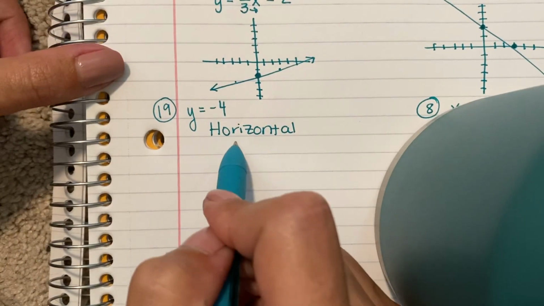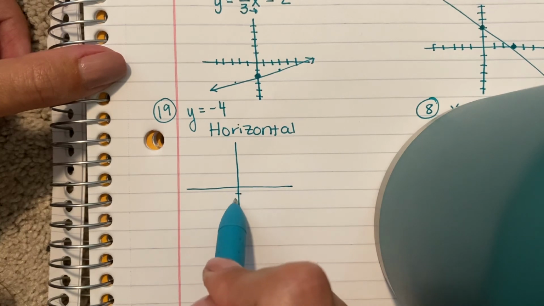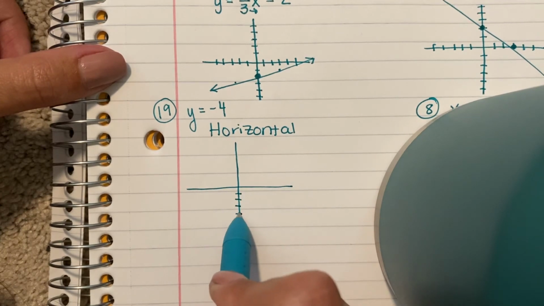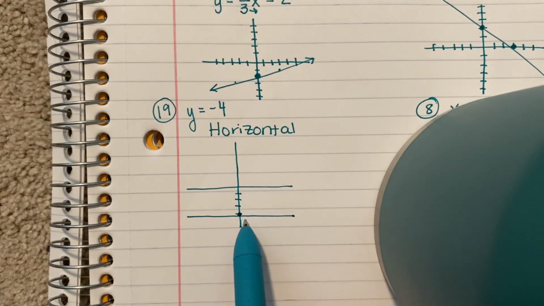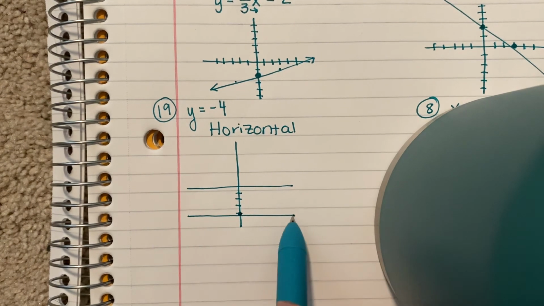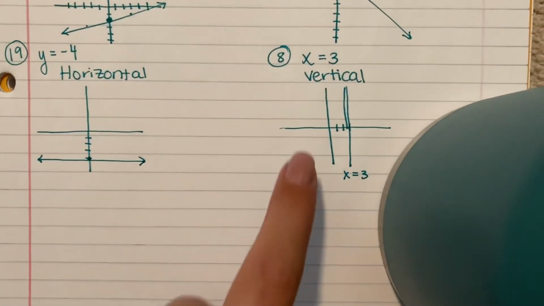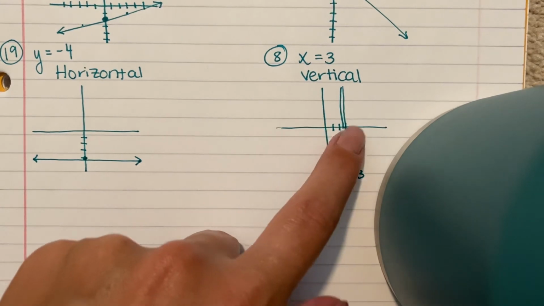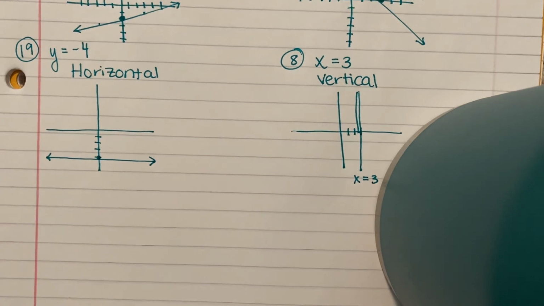In this case, it's a horizontal line. The reason why is because every single y value on this line, if I plotted multiple points, would have to be negative 4. I'm going over 1, down negative 4, over 2, down negative 4, over 3, down negative 4. Every y value on this line will have negative 4 as its y value. Versus here, every single x value is 3: over 3 up 1, over 3 up 2, over 3 up 4. So if it has x equals, it's vertical. If it has y equals, it's horizontal. Hopefully that is a quick lesson.